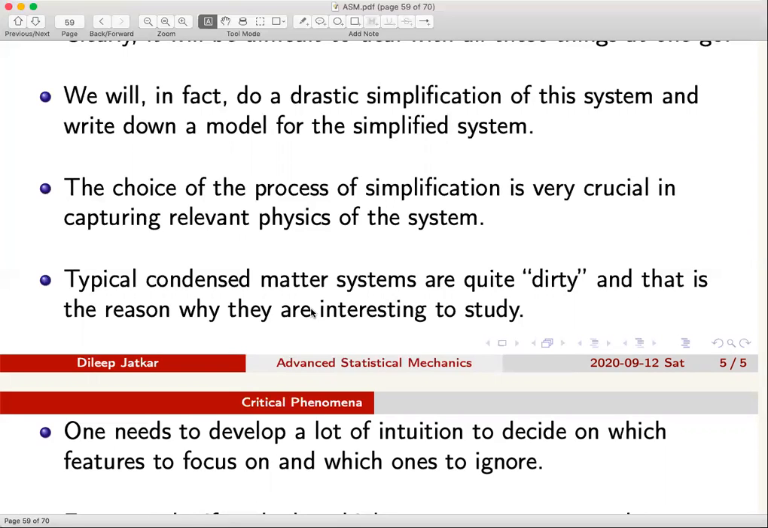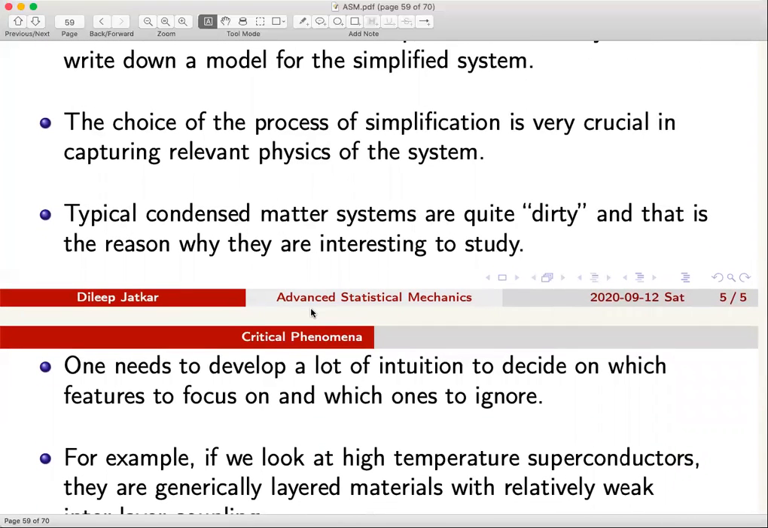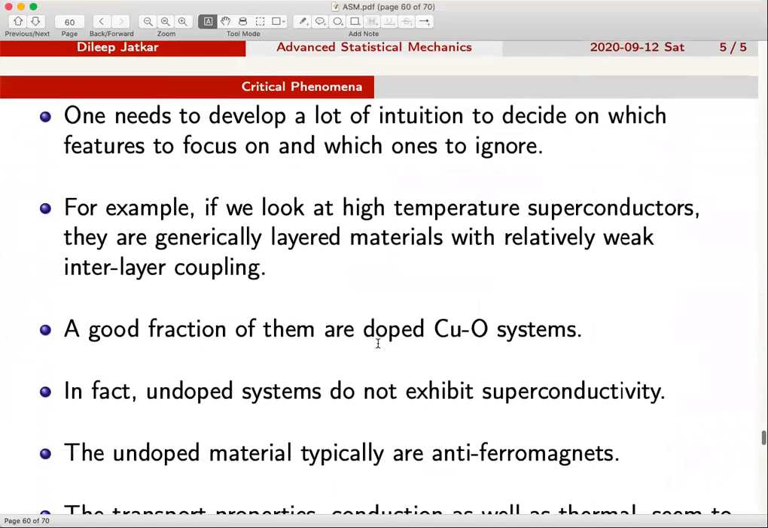To write down a phenomenological model to capture the essential physics of the system would require a lot of intuition, much more than probably most other fields would require. So one needs to develop a lot of intuition to decide which features to focus on and which features to ignore.